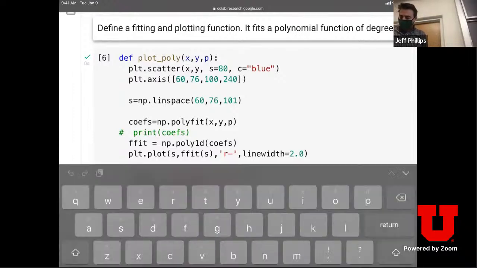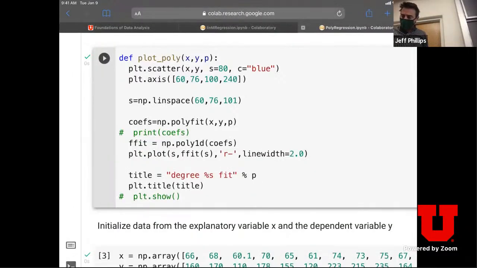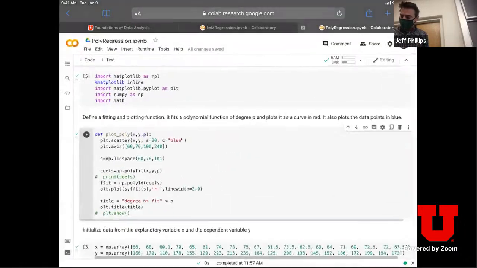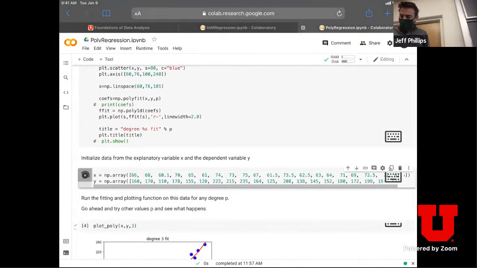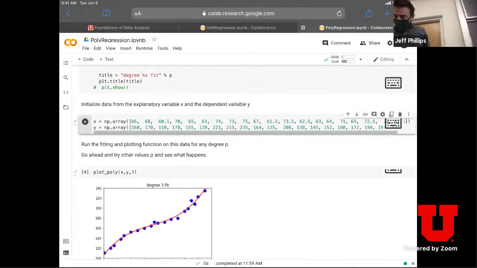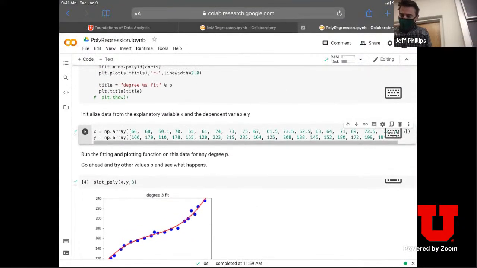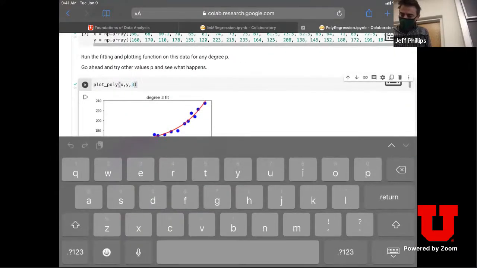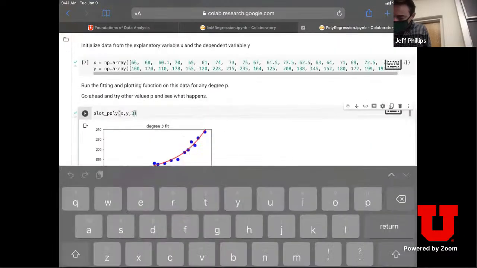Okay, so now I've passed in my data. This is all the height and weight data we had before. Hopefully those are the same or close enough. And now I can run polyfit, and this is this curve. Let's start with 1 here.